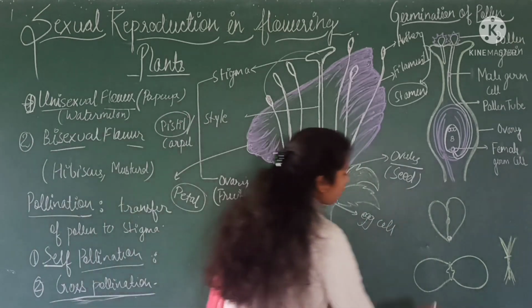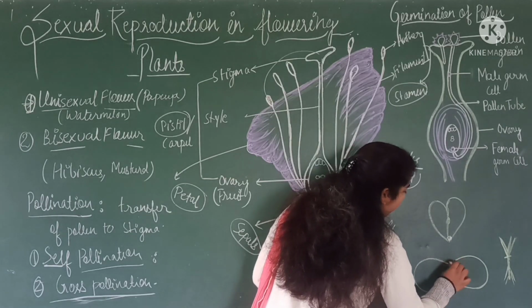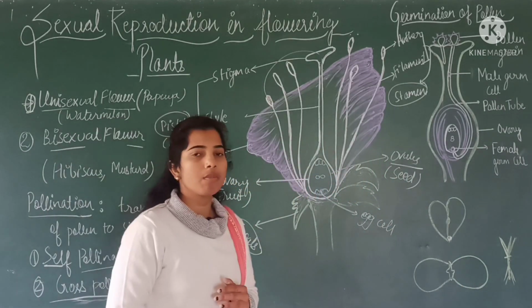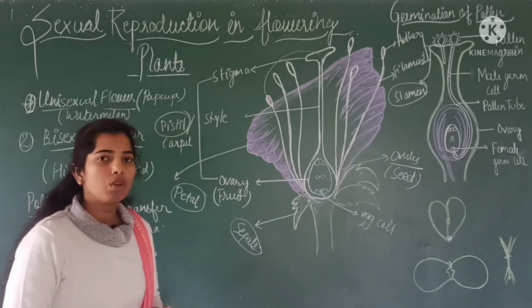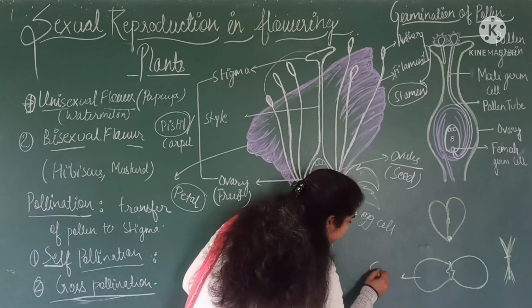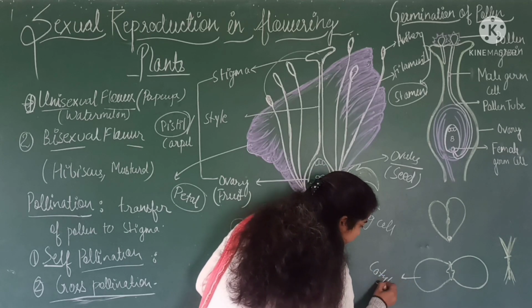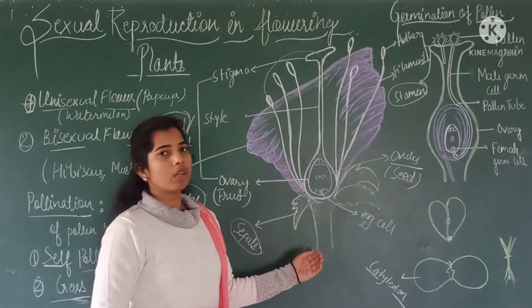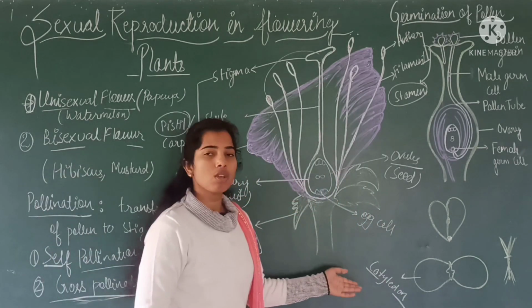In some plants, there are two types of seed form. First is monocot and second is dicot. This is the cotyledon. The function of the cotyledon is storage of food.